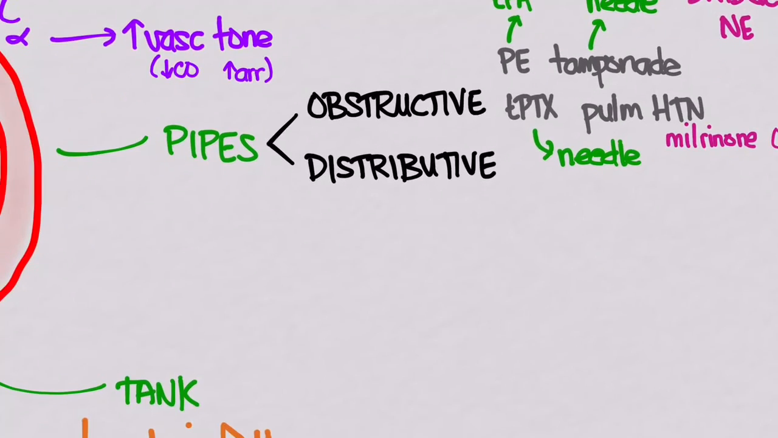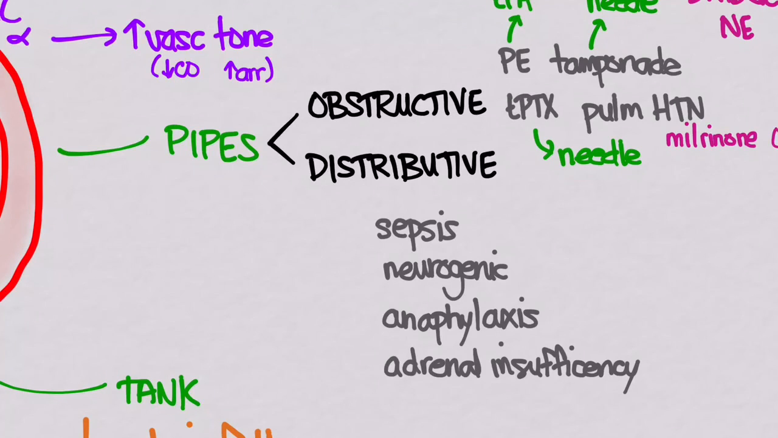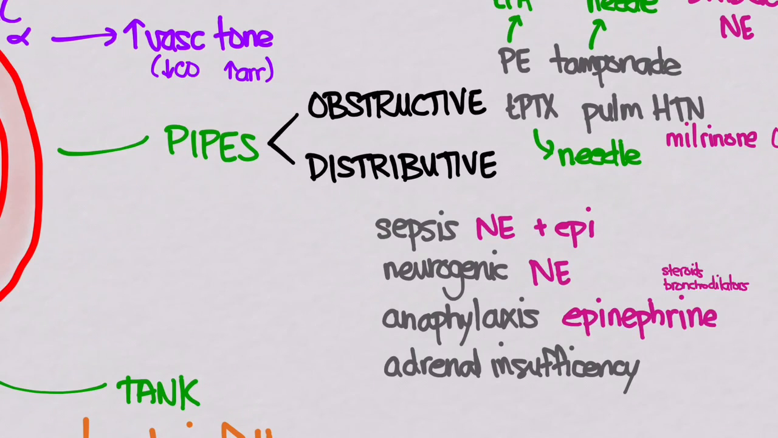Now what about distributive shock? Well, for sepsis, norepinephrine might work well. If that doesn't work by itself, then you could add epinephrine to it as well, but norepi is your first line here. Neurogenic, again, you can bridge with norepi. Anaphylaxis is a special kind of shock. It needs epinephrine as its first line. And you'll, of course, treat it with whatever other things you need to give, like steroids and bronchodilators, but for the shock, epi is your drug of choice. And for adrenal insufficiency, of course, steroids is what you need to give to this person.